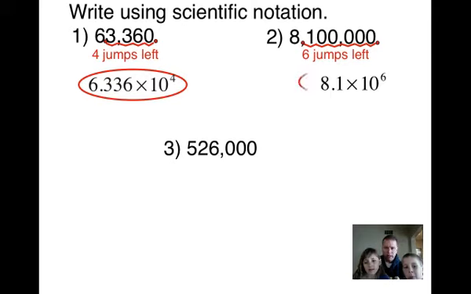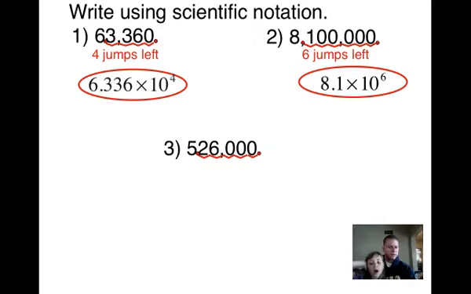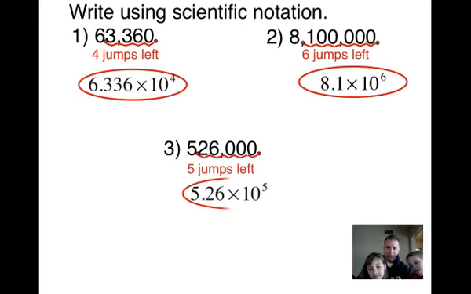Notice, like in our other 2 answers, both of them had 1 digit in front. We had the 6 in front of the decimal and the 8 in front. We only want 1 digit. So we're going to move 1, 2, 3, 4, 5. So we'll put it between the 5 and the 2. And we jumped 5 spaces to the left. So is that exponent going to be positive or negative? Positive. So 5.26 times 10 to the 5th power. That's the answer. That's written in scientific notation.